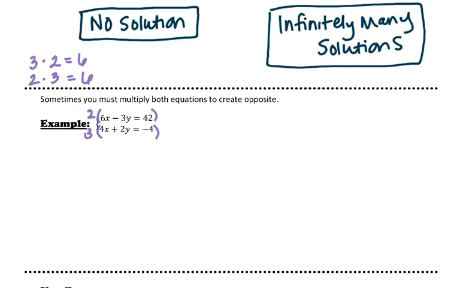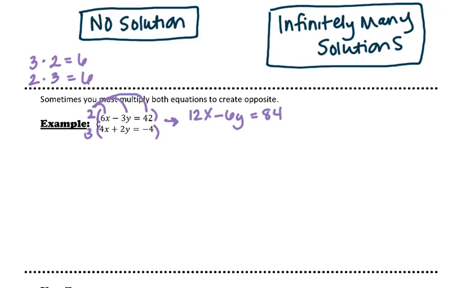And this is where you have to be extra careful, because if you make a mistake at the beginning, it's going to throw you off the whole way through all your hard work. So 2 times 6, that's an arrow, sorry. 2 times 6 is going to give me 12x. 2 times minus 3y will give me minus 6y. 2 times 42, it's going to be 84.